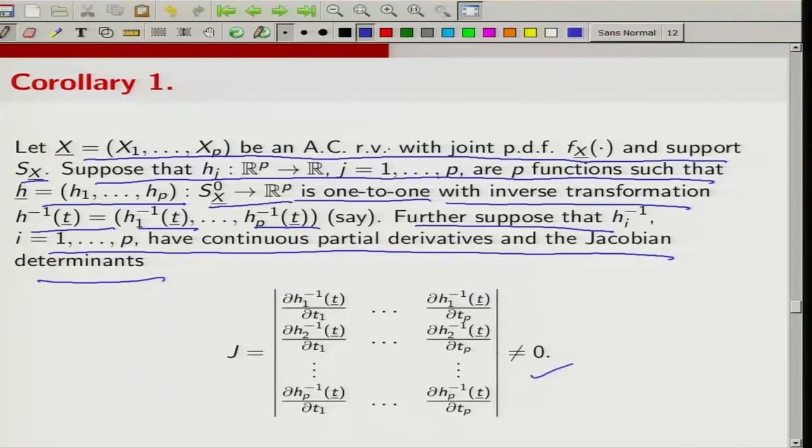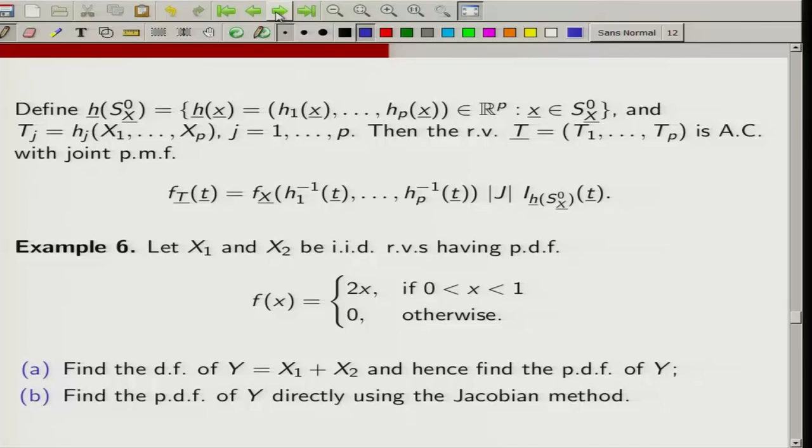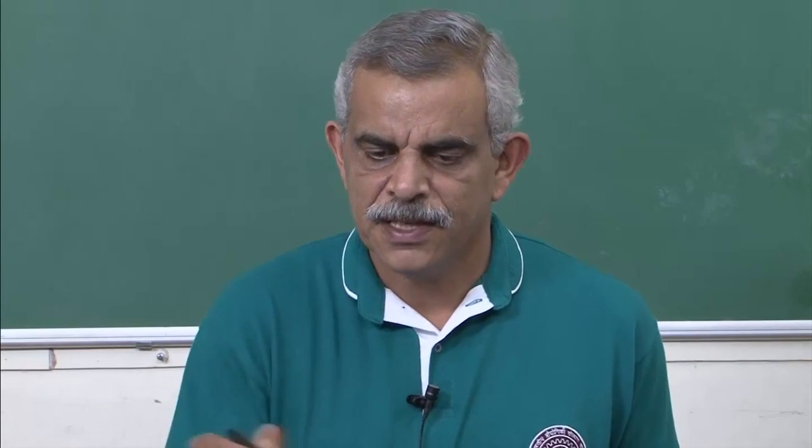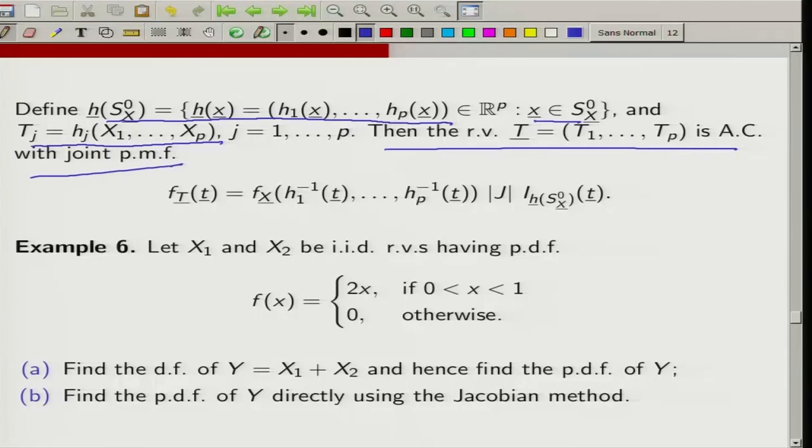Then T = (T1, T2, ..., Tp), and I also define H of SX naught as the collection of all those H(x) such that x is in SX naught, and Tj is Hj(X1, X2, ..., Xp). So, I have p random variables T1, T2, ..., Tp, which are defined in terms of these p functions H1, H2, ..., Hp. Then the random vector T is absolutely continuous with joint PDF given by this. So, here we have only one term: fX of H1 inverse t, ..., Hp inverse t, times the absolute value of the determinant of the Jacobian, times the indicator of H of SX naught at t.